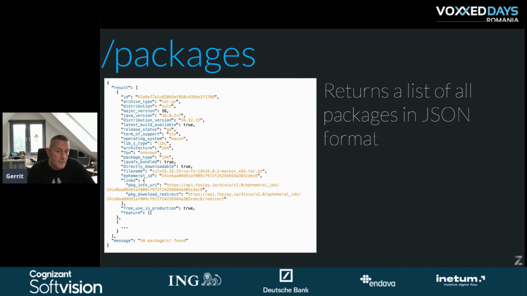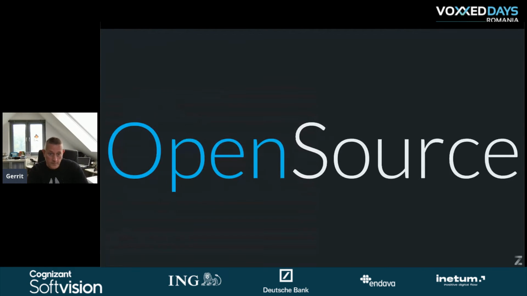We have the file name, and then you see we have the ephemeral ID, and there is also a so-called package info URI. That means if you click that, or if you call that, it will directly give you a little bit more information about the package and the direct download link.